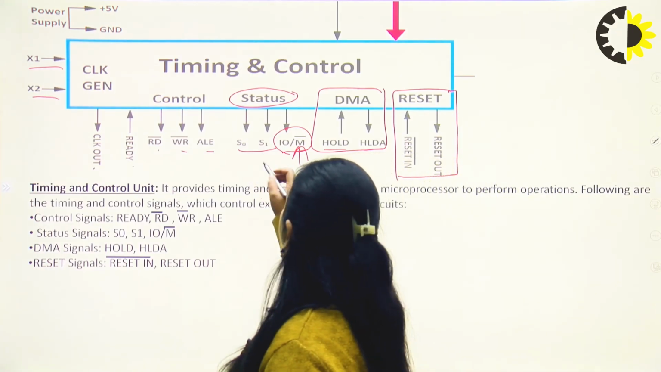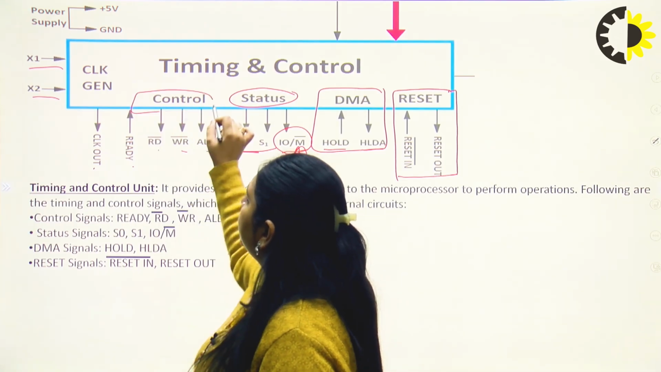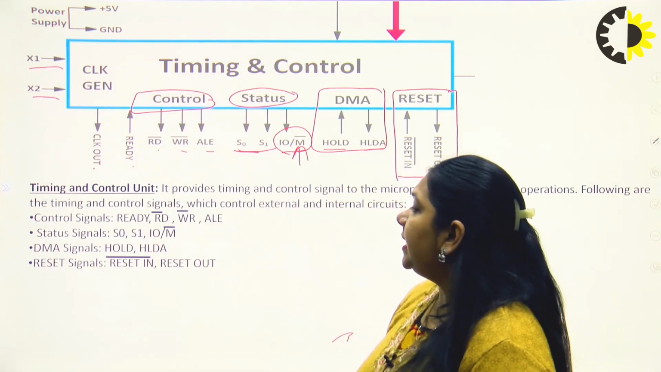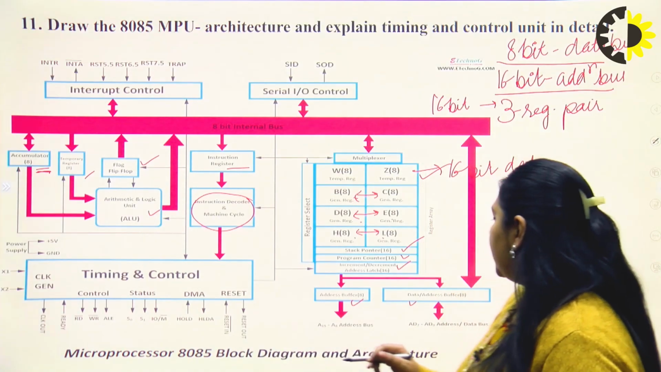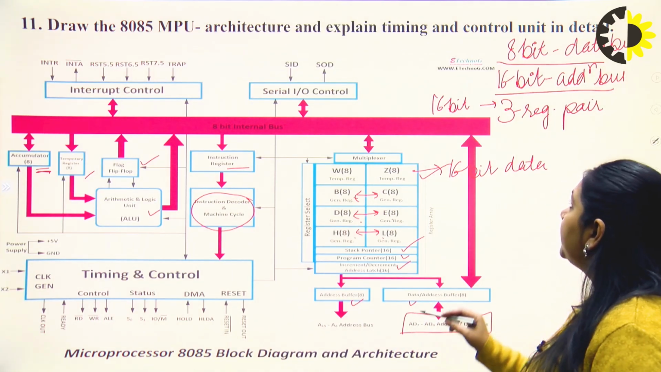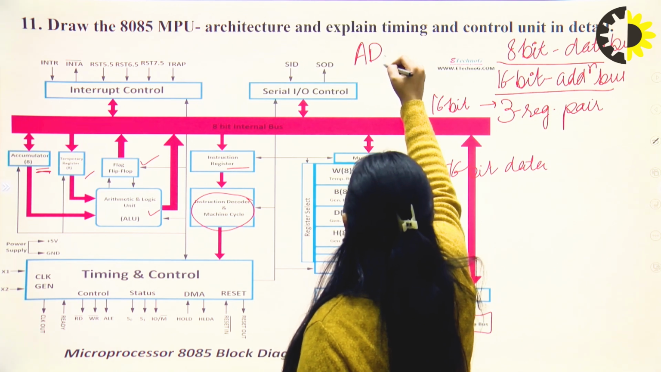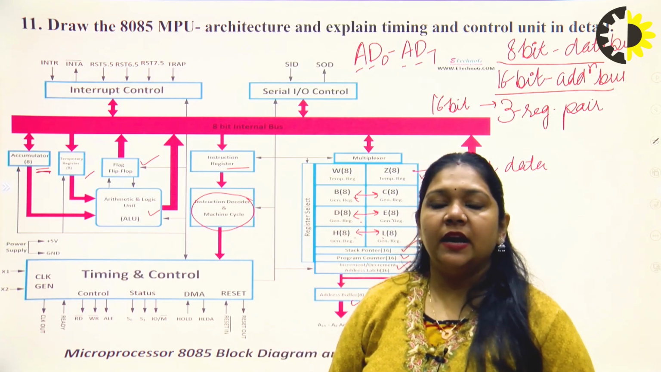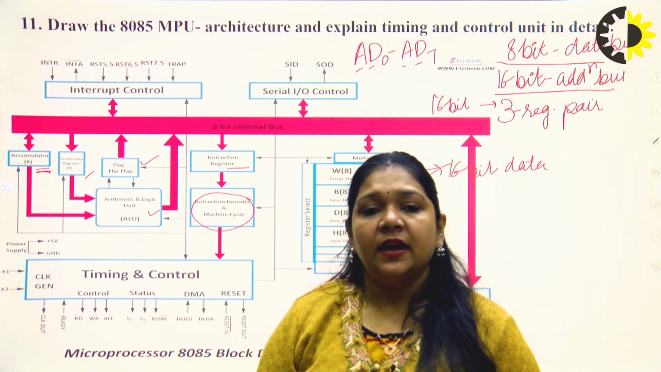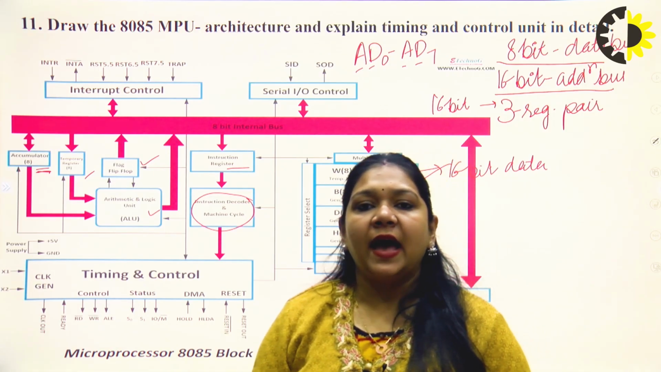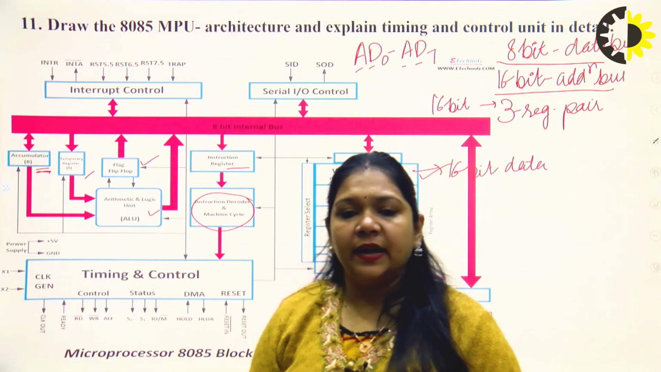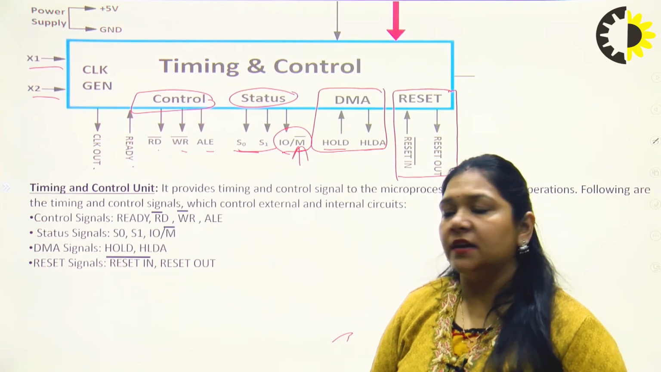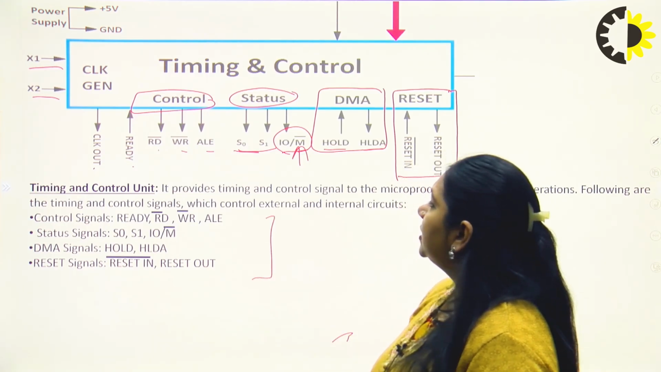Next is control pins. Control pins are read bar, write bar. Microprocessor is reading from somewhere, writing somewhere, and ALE. The ALE pin is very important because as you can see here also, address data lines are multiplexed. I can say AD0 to AD7. We can see A and D both are there. Those are multiplexed lines. Lower order address and data lines are multiplexed, and whether this particular pin will act as an address line or a data line is decided by the ALE pin. When ALE is 1, address will go. When ALE is 0, data will go. So this is the pin for timing and control units.